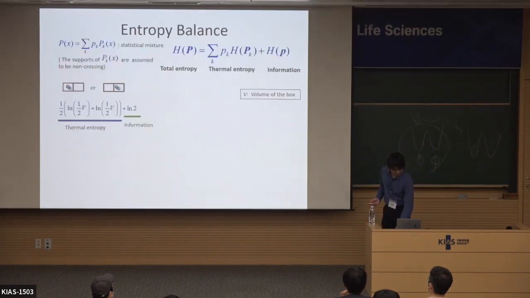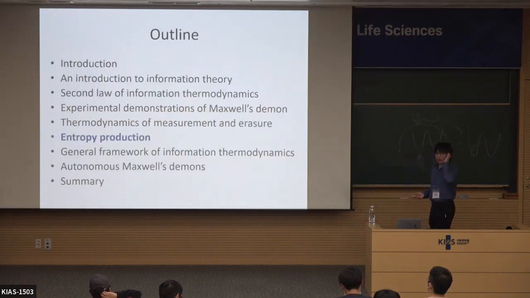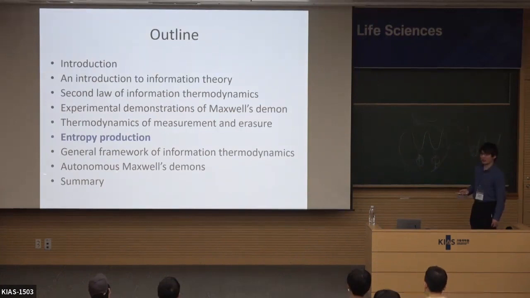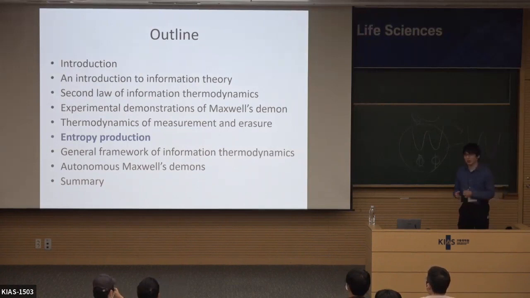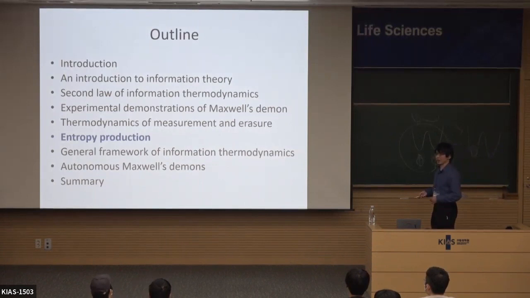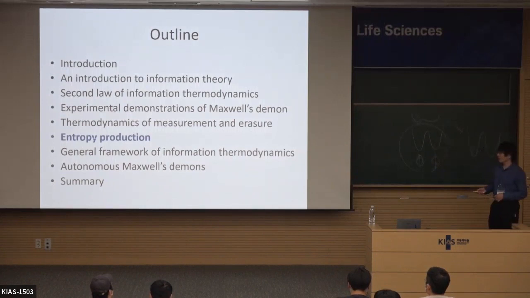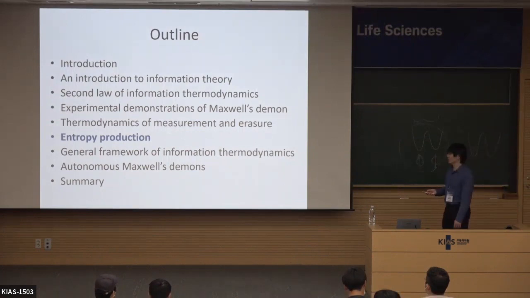Okay, so then I'd like to go to the next part, that is a kind of autonomous Maxwell's demons. It's kind of relevant to biological systems like autonomous information processing in cells. But before that, there are several concepts that are needed to be introduced. So I will first talk about the entropy production. I think Professor Lee already talked about this, but again, I will talk about the concept of entropy production.